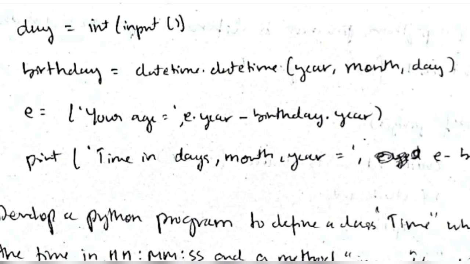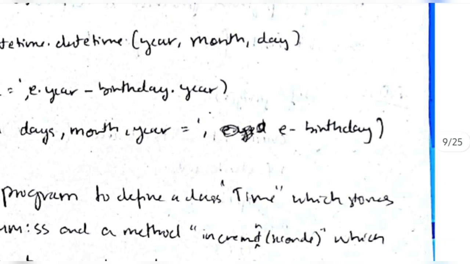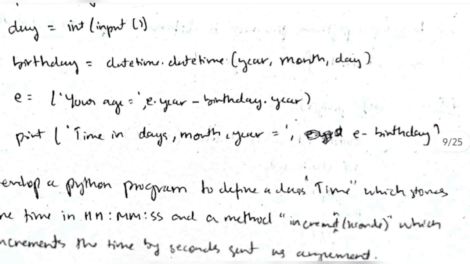Second, I have to print the time in days, month and year. So I'll just subtract E minus birthday. E minus birthday will subtract the time, month and year from the birthday up to now. Okay, so that will be printed here.